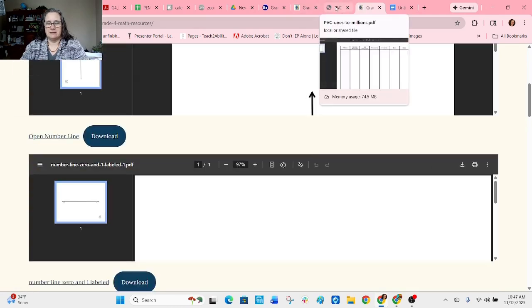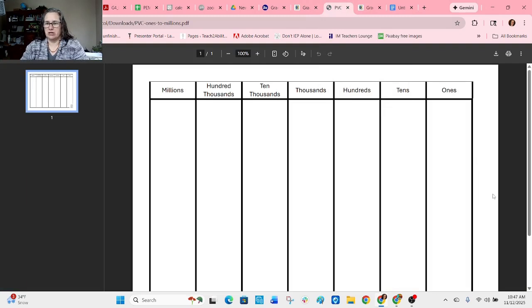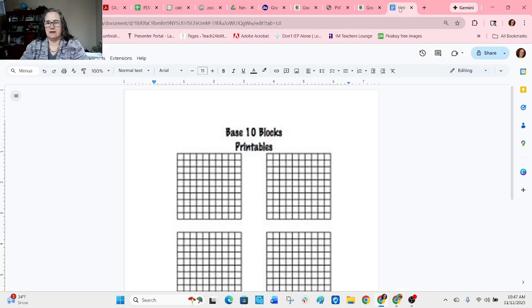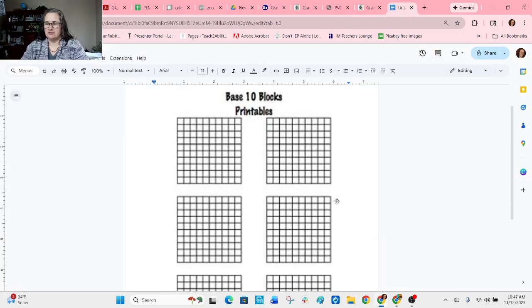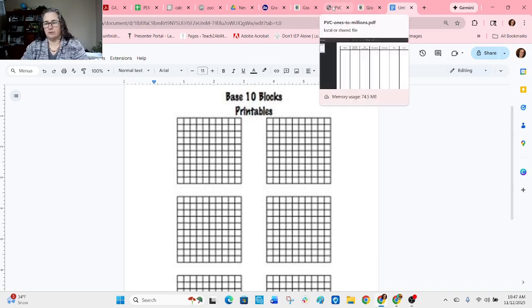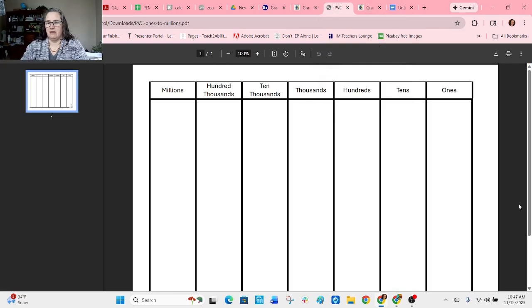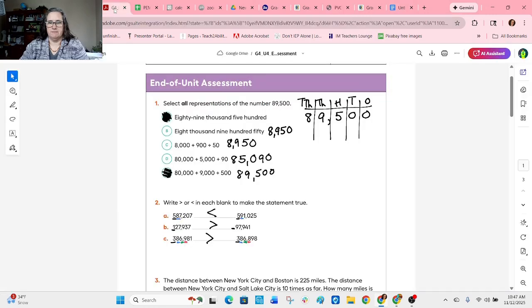So if you scroll down past the number lines, you can get to the place value charts where you can download something like this. And you'll also be able to find a decimal comparison resource. So both of these would be really helpful if you print them out and put them in a clear sheet protector. Students can use dry erase markers on them, and these templates are going to help them with tenths and hundredths and comparing decimals, and the place value charts will help them with the whole number comparison and rounding. So let's dig in to the unit assessment.